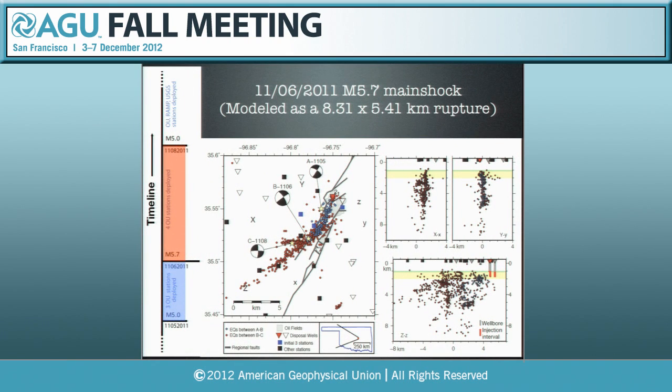The earthquakes in red are the ones between the foreshock event A and the main shock event B, and the aftershock event C. The magnitude 5.7 main shock from the Wells and Coppersmith relations is about an 8 by 5 kilometer rupture, and this 8 kilometer length is consistent with the extent of the aftershocks.